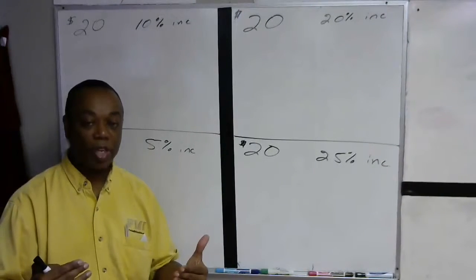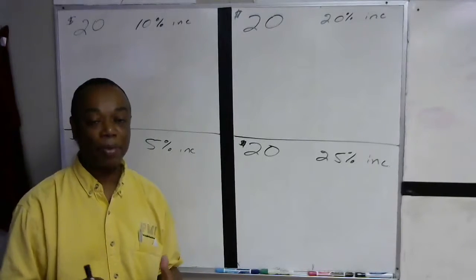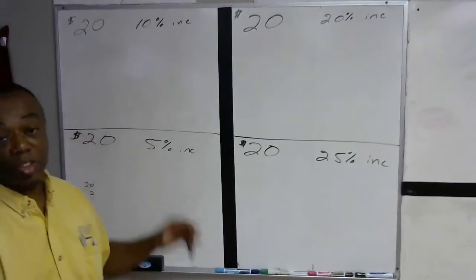Okay, we're going to be increasing things by a percentage and decreasing them by a percentage. And we're going to use some very common percentages. One of the most common percentages is 10%.